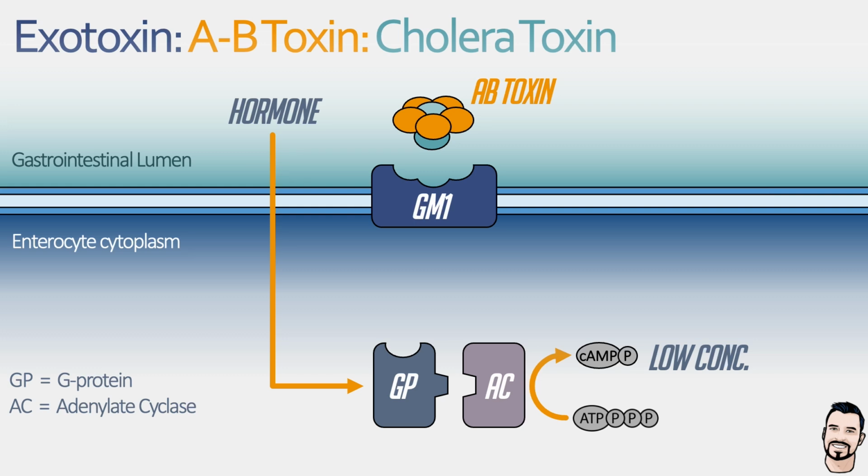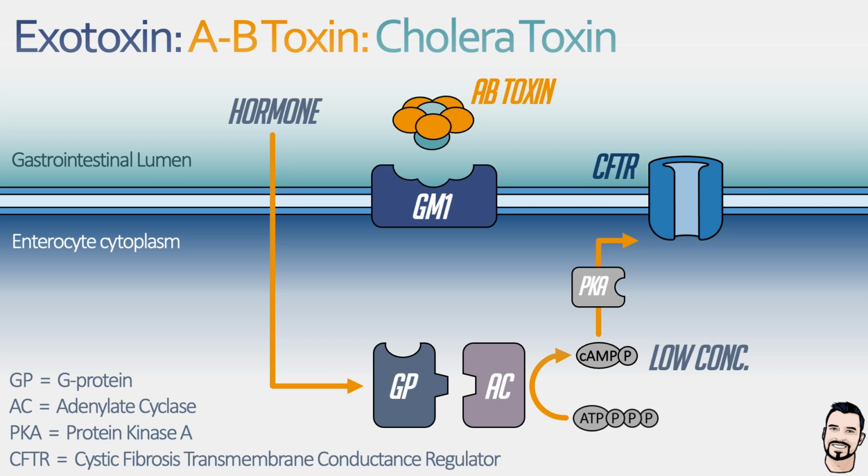Now, to complete the process, cyclic AMP interacts with protein kinase A, and like all kinase enzymes, it's responsible for phosphorylation. In this case, it leads to the phosphorylation of membrane transport proteins such as the cystic fibrosis transmembrane conductance regulator protein, or CFTR for short. Now, in this phosphorylated state, the CFTR protein acts as a channel, allowing chloride ions to move from the cytoplasm of the enterocyte into the gastrointestinal lumen.